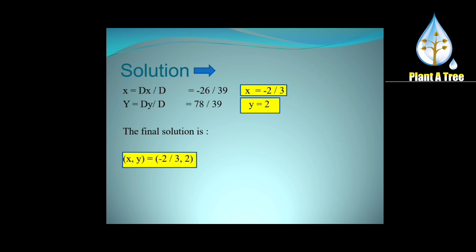Again we have to find the solution, that means we have to find the values of x and y. For that the formula is Dx upon D, which gives the value of x, and Dy upon D, which gives the value of y. So minus 26 upon 39 gives x equals minus 2 by 3, and 78 by 39 gives y equals 2. Hence the final solution is (x, y) equals (minus 2 by 3, 2), and these numbers cannot be interchanged.